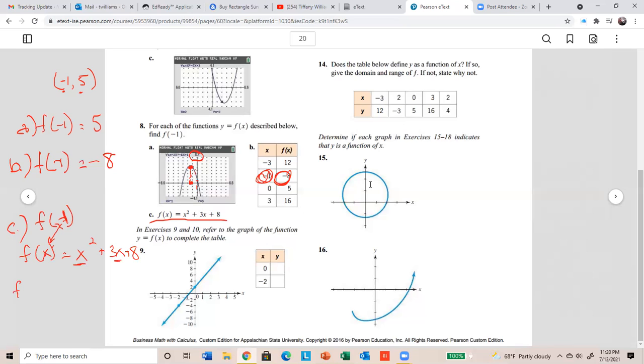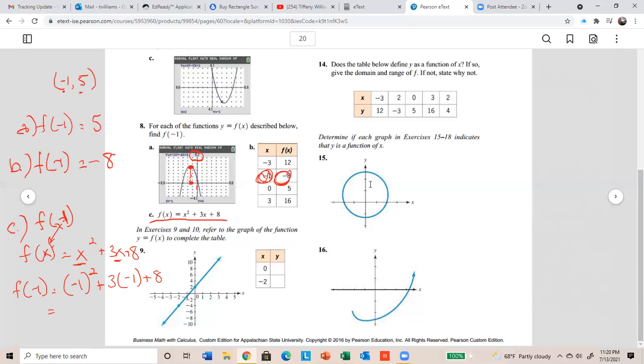So f of negative 1 is going to be equal to negative 1 squared plus 3 times negative 1 plus 8. Guys, do be careful with your parentheses. They are important. You do need to include them, especially when you have exponents, because a negative 1 squared is different than parentheses around a negative 1 squared. And if you don't believe me, punch it on your calculator and see what it gives you.